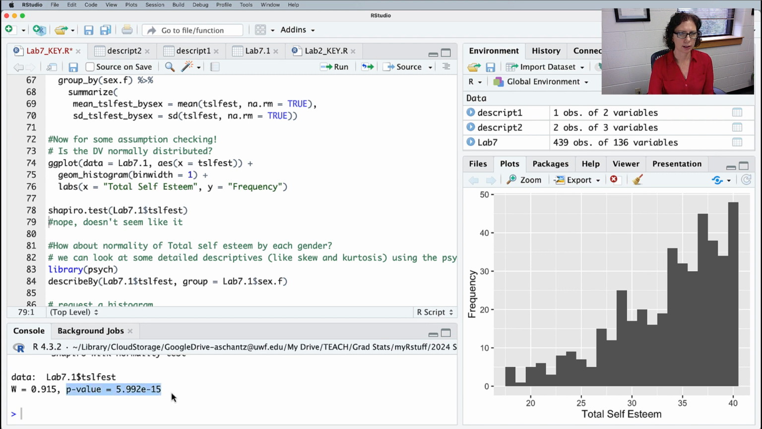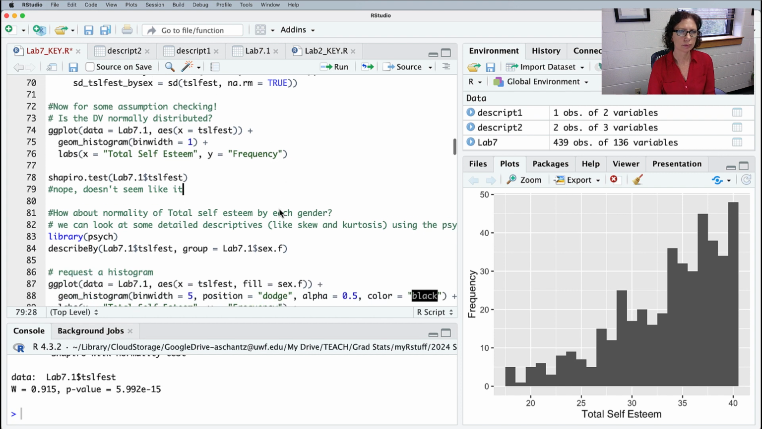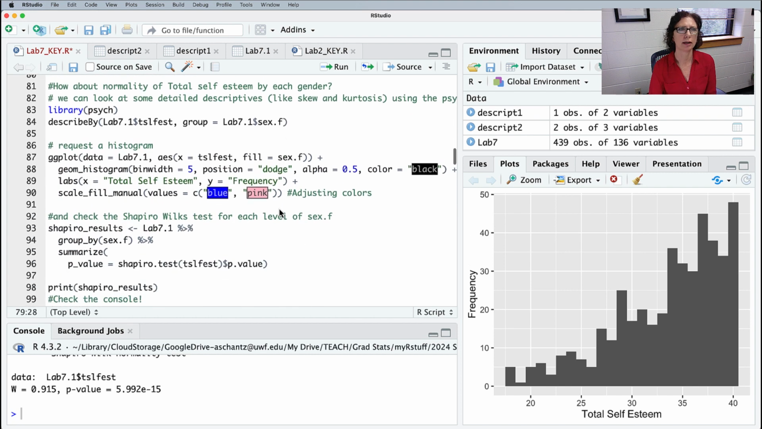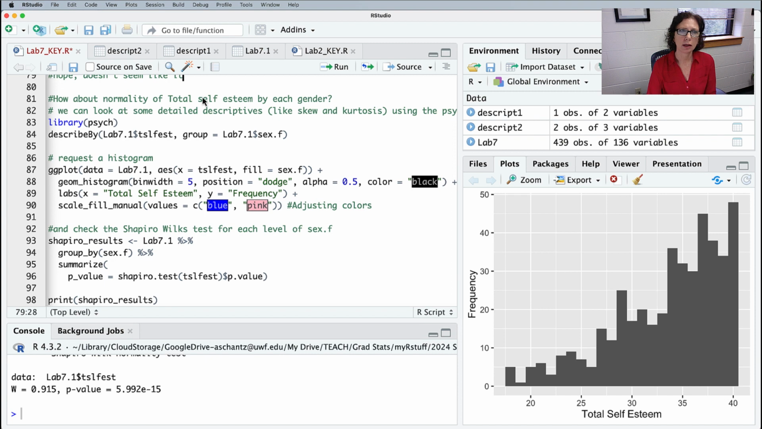And Shapiro's test has a p-value of 0.14 zeros and then 5992. That's very much less than p .05. So doesn't seem like this is normally distributed. I would say it's got a violation of normality. But let's go ahead and look at the normality according to gender.